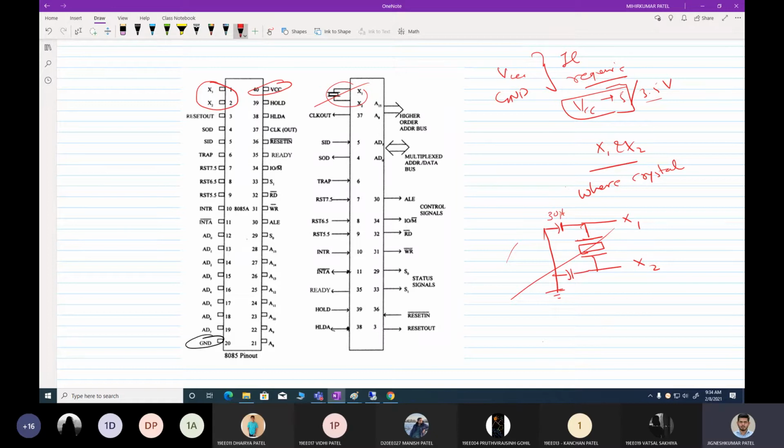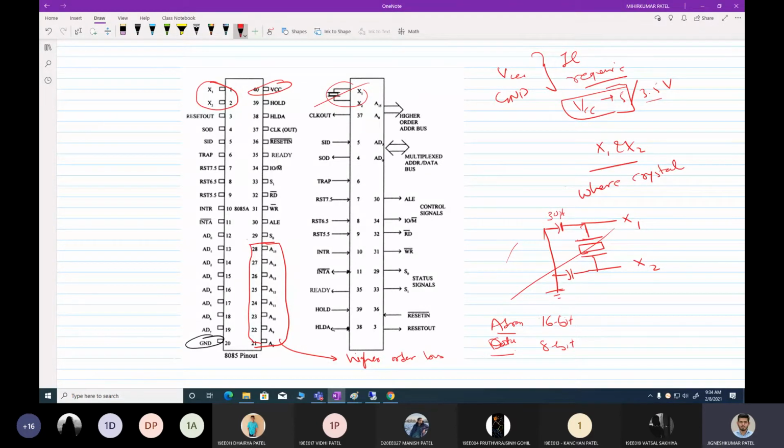Then, starting from this pin, we know these pins. Pins 21 to 28 are my higher order address bus. You know that there are three buses: one is the address bus, the other is the data bus, and the third one is the control bus. We know those three, but from these, two are usually in the form of buses. We know that the address bus is 16-bit on 8085 and the data bus is 8-bit.